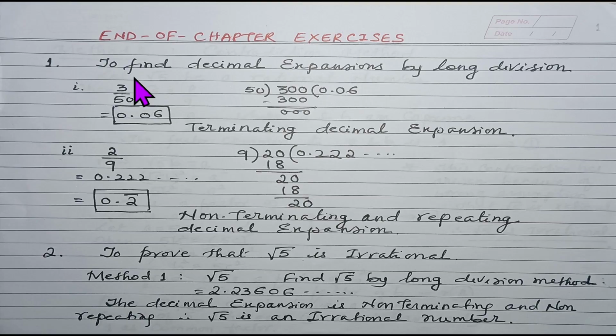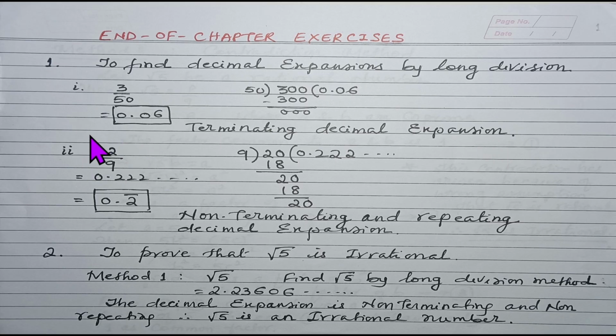Now the first example is 3 by 50. As we know, 3 is not divisible by 50. Therefore I take a decimal point, I get 30. Still it is not divisible, I take a 0. Now it is 300 divided by 50. I get 15 sixes are 300. Therefore 3 by 50 is 0.06, which is a terminating decimal expansion.